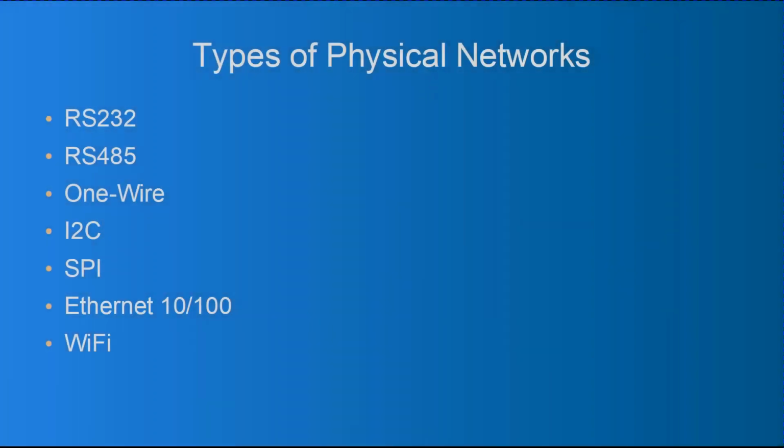Okay, there's quite a number of standards in physical networks. The RS232 has been around since the early 70s, late 60s. RS485 was developed a short time after that. It was actually a version that was developed from the RS422, which later became the RS422, but they didn't really take off. The RS485 did take off because it was considered to be a multi-drop network.